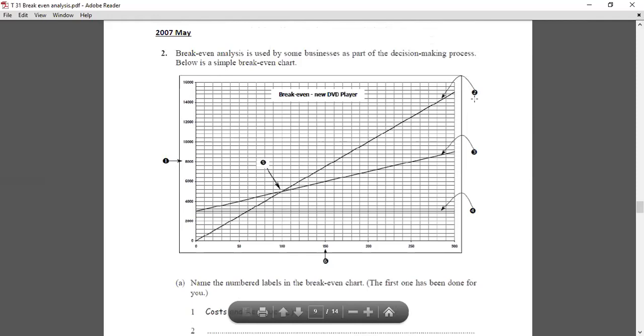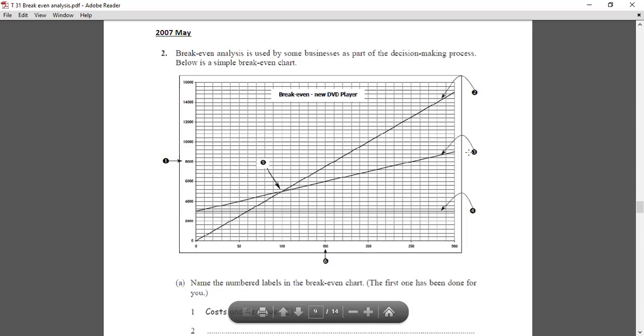Others can also use your chat line to answer. I'm asking this question from Adil. What is this curve, number two? Total. Yes, I got the answer from the chat lines. Yes, total is correct. Total revenue curve. Total revenue curve, right? Okay, number three.